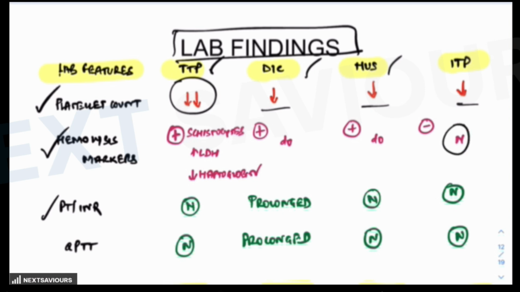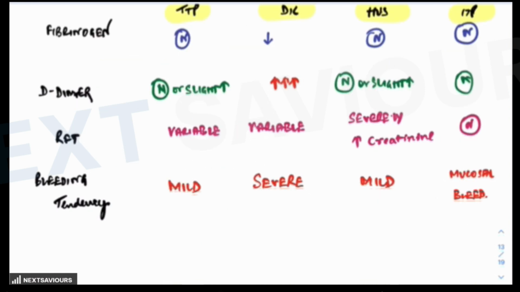The PT/INR as well as activated partial thromboplastin time, both of them are prolonged in case of DIC. Rest, it remains normal in all the other three conditions. As far as fibrinogen levels are concerned, it is again decreased in case of DIC because it is the main pathophysiological mechanism for disseminated intravascular coagulation, while it is normal in case of TTP, HUS, and ITP.